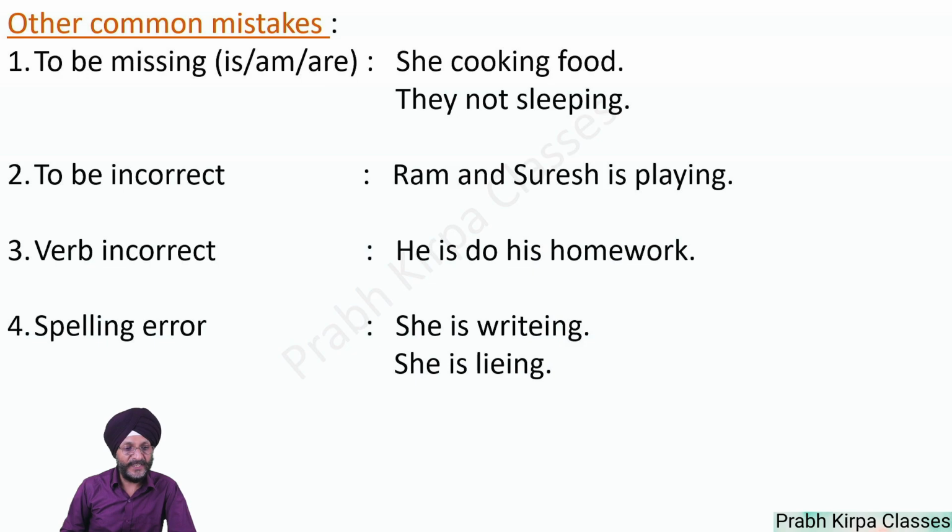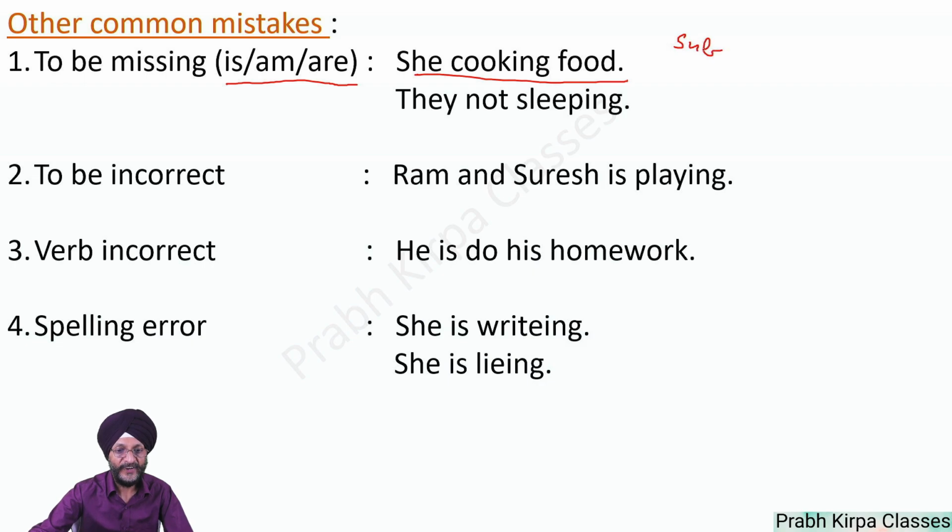Other common mistakes which are often found in present continuous tense. To be is missing. That is, am, is, or are is missing. She cooking food. As you know, while forming this sentence, we use subject, then is, am, are, then we take the verb in the present form, then we add ing, then comes the object.